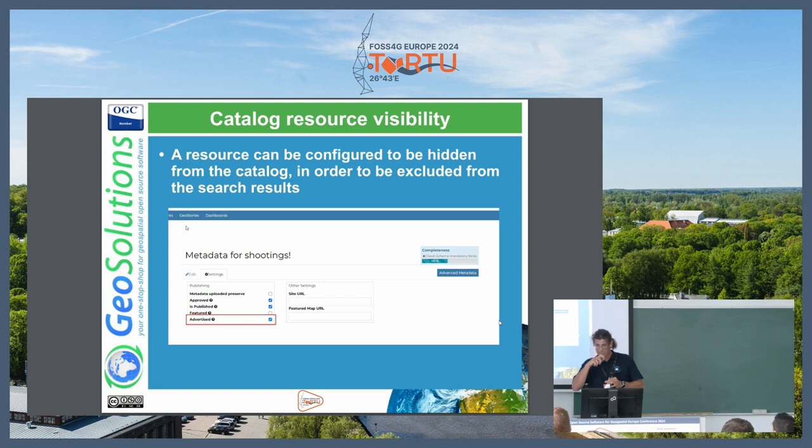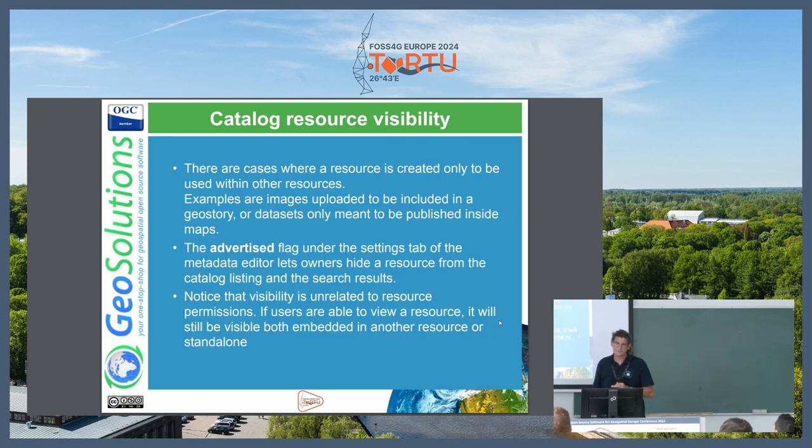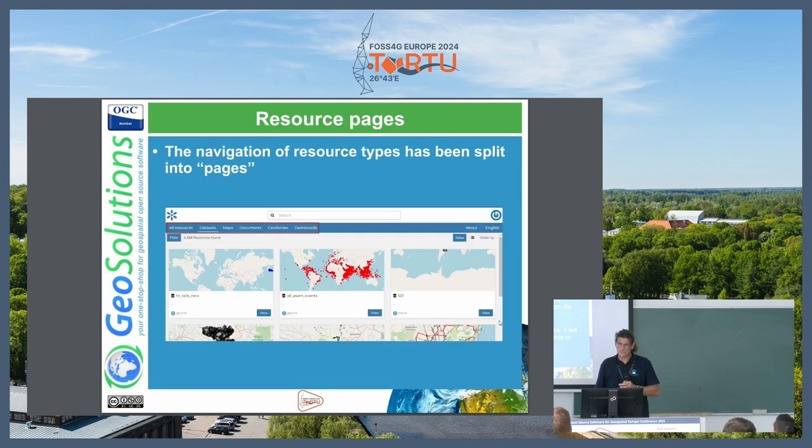We added for the whole model an advertised boolean, so that you can have objects which are inside the catalog but are not returned by the API nor the CSW queries. In this way, you can add minor resources that are only related to, let's say, a GeoStory, a dashboard, and so on, but are not visible for other purposes. This is it.